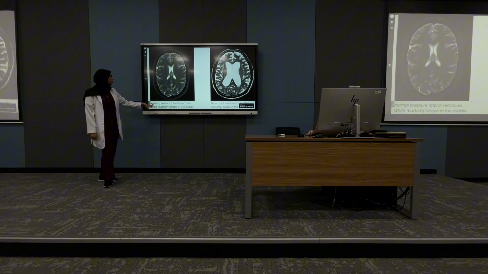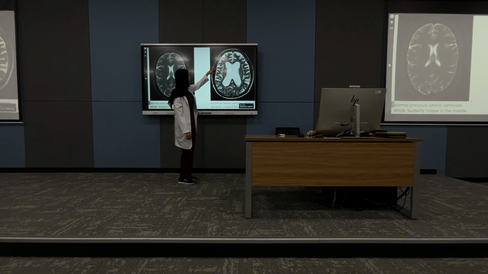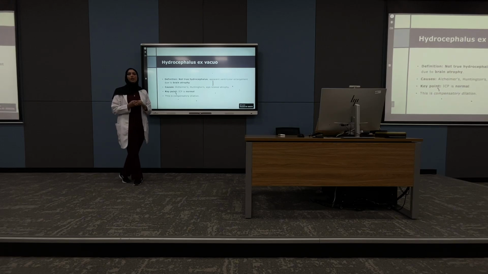Here, this is a normal pressure lateral ventricle. This is normal, okay. As you can see, everything's fine in this brain. This is a T2 MRI. But here, as you can see, the lateral ventricles are widely enlarged. But the intracranial pressure is going to be normal. And you will see the three signs mentioned in the questions. We're going to solve some questions in a bit, but you will always see these three signs.